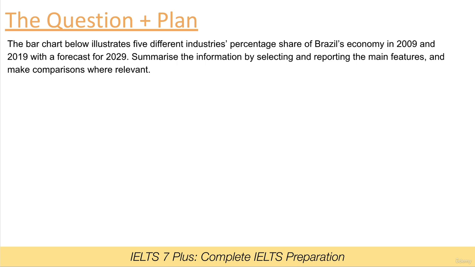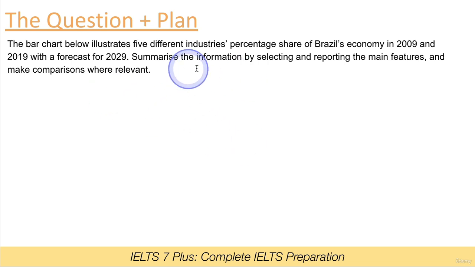All right, so the question itself. The bar chart below illustrates 5 different industries' percentage share of Brazil's economy in 2009 and 2019 with a forecast for 2029. Summarize the information by selecting and reporting the main features and make comparisons where relevant.